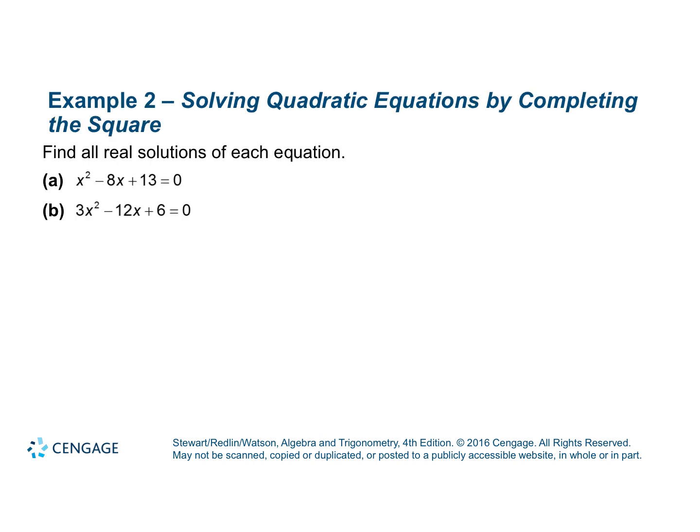Now, solving quadratic equations by completing the square. They want us to find all the real solutions for each equation. We have A and we have B. Let's start with A. A is x squared minus 8x plus 13 is equal to 0. Now remember, for completing the square, you want to move the c to the other side because you want the x's to be on one side and the constant on the other. So it's going to become x squared minus 8x is equal to negative 13.